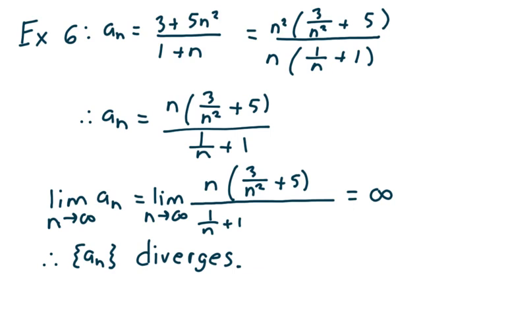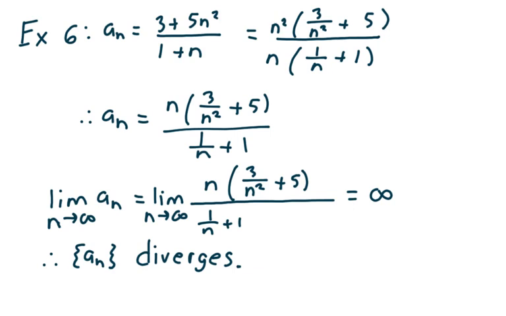A sub n is equal to (3 plus 5n squared) divided by (1 plus n). Now, let's watch this because the highest degree in the numerator is a 2. The highest degree in the denominator is a 1. And so what we're going to do is factor out an n squared from the numerator and an n from the denominator. And when I do that, I get n squared times the quantity 3 over n squared plus 5. And then in the denominator, I get n times 1 over n plus 1.